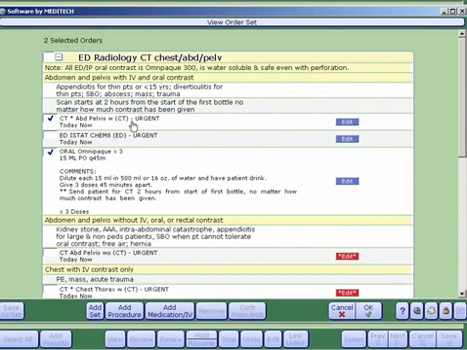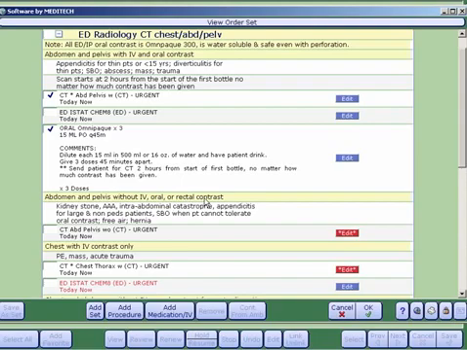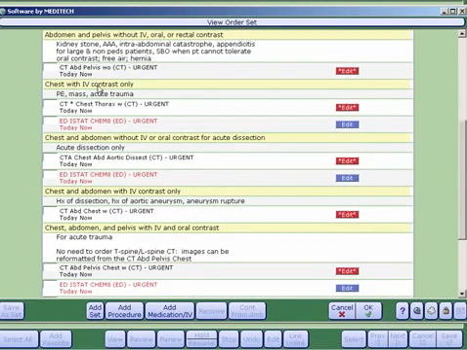So if we scroll down here, we can see the different types of studies. Here it is with no contrast. Here it is the chest with IV contrast but no oral. And then you can see the other different types of studies that are similar to the existing paper protocol set.